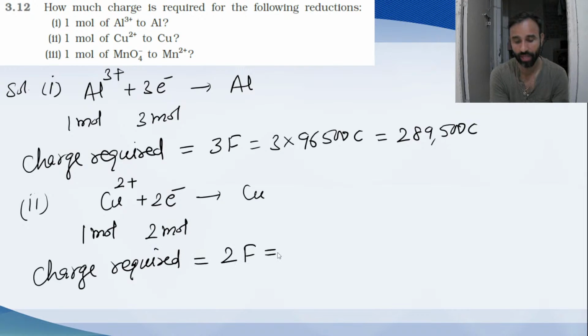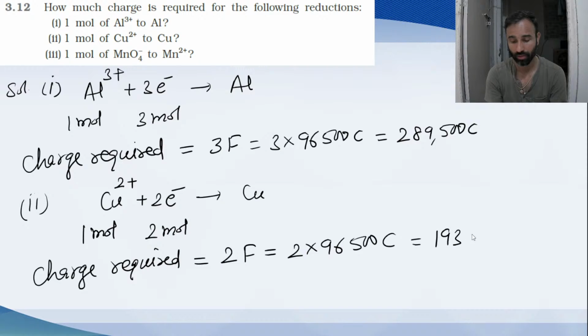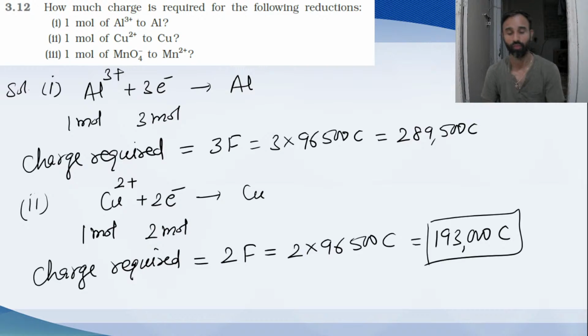That means charge required is 2 Faraday, is 2 into 96500 Coulomb. That is 193, sorry, 193,000 Coulomb. So this is the value of charge in coulombs required to convert 1 mole of copper 2+ to copper.